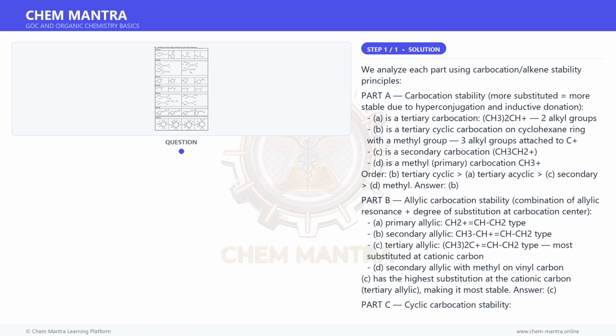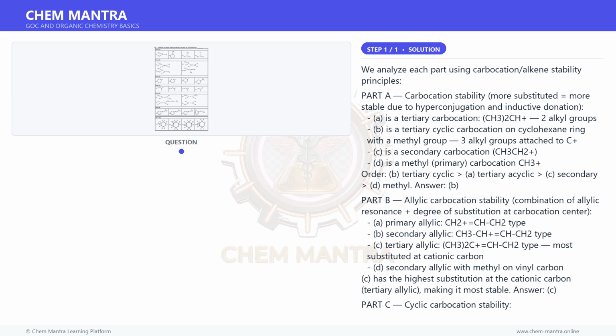A. Cyclohexyl cation with plus directly on the ring, secondary, two ring carbons attached. B. Methylcyclohexyl cation with plus on the carbon bearing the methyl, tertiary, two ring carbons plus one methyl equals three alkyl groups. C. Plus on a ring carbon without methyl, secondary. D. Exocyclic plus, CH2, primary.